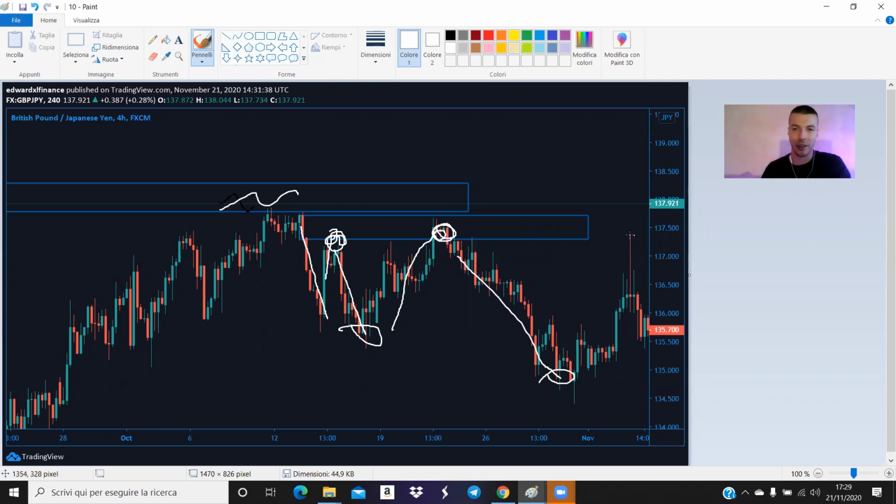Also here you can see another rejection of our supply. But well, if you give me a minute, I will give you the rules on where to enter. Of course, these are all very good trades except the last one, and I will tell you why later.